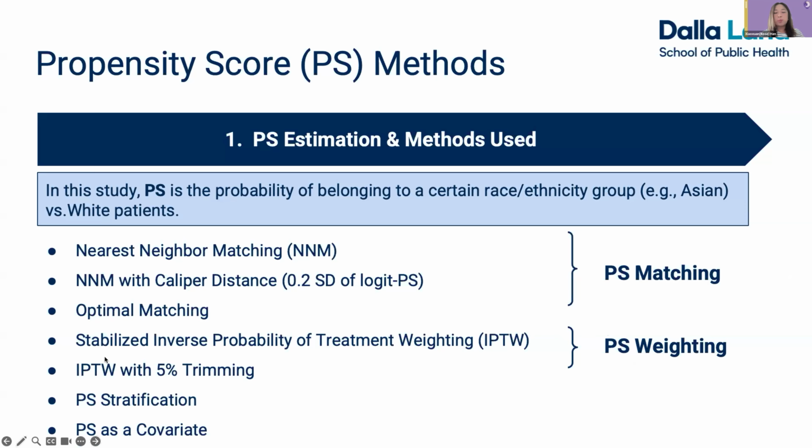versus being a white patient? And for propensity score matching, there were nearest neighbor matching with or without caliper distance, as well as optimal matching. And for propensity score weighting, I used the stabilized inverse probability of treatment weighting and inverse probability of treatment weighting with 5% trimming. And there were also 2 other propensity score methods, which are the stratification method and using propensity score as an additional covariate in the outcome model.